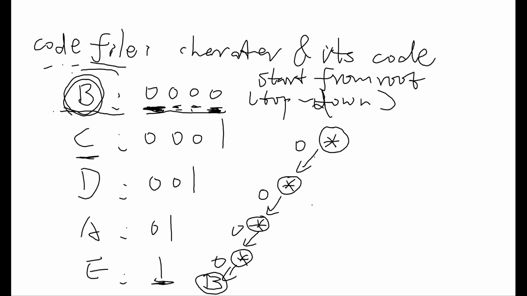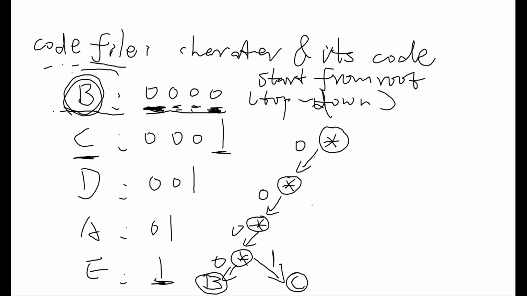And then let's see, C. Okay, see it's 0, 0, 0. And then from here it says what? 1. So you let it go to the right. So this is letter C. Then you record it. It's 1.